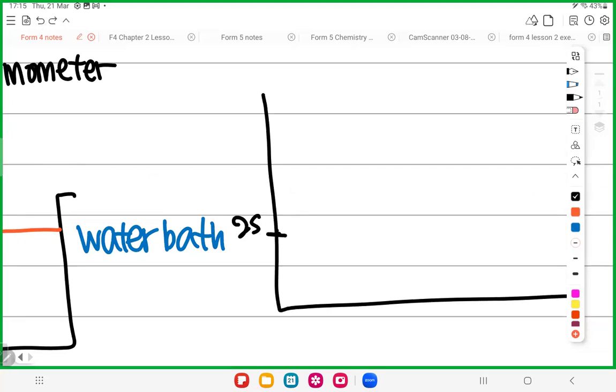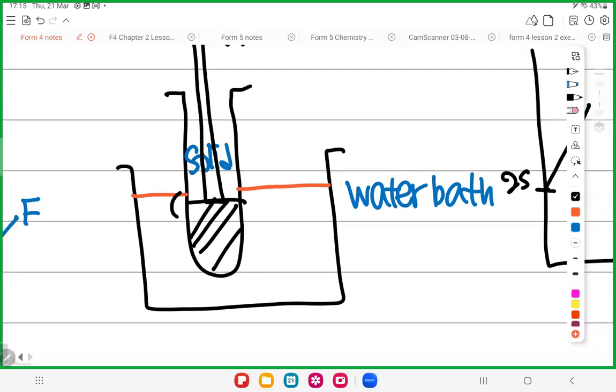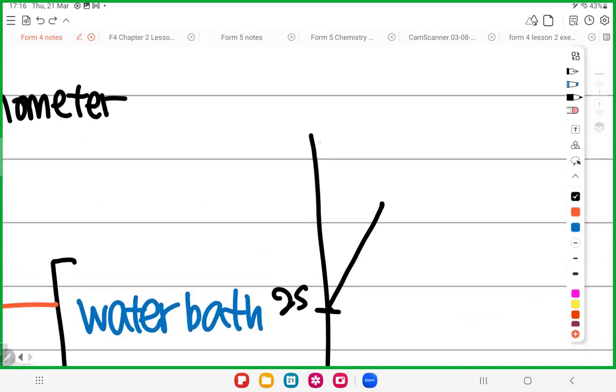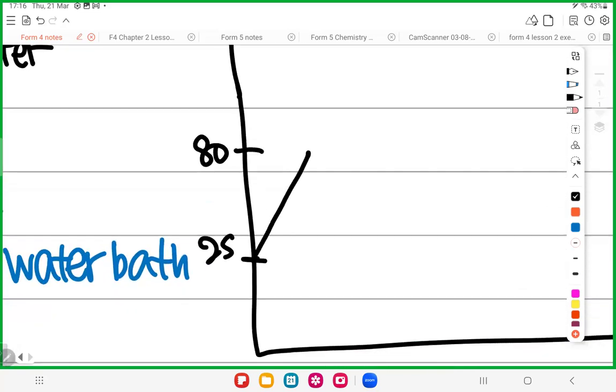When you first heat, your solid becomes hotter and hotter, isn't it? But there is no melting yet. The solid does not melt until it reaches the melting point. For example, let's assume the melting point is 80. Don't memorize. At 80 degrees Celsius, the solid starts to melt.